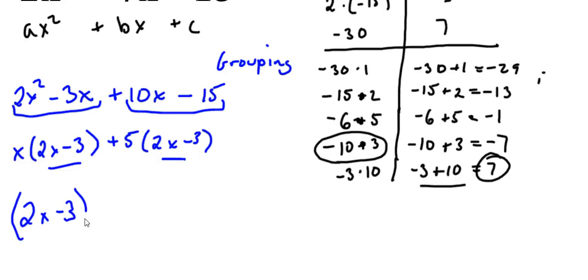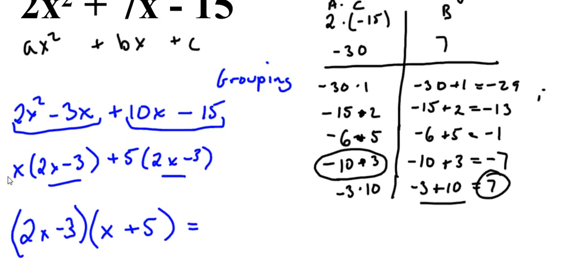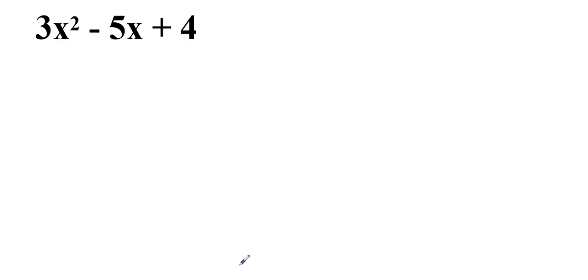And what do we have left over after I factor that out? We have an x, we have a plus 5, and that, my friends, is the factors of 2x squared plus 7x minus 15. There you go. And that's the factoring, all right, using the AC method. Well, let's try one more. See if we can do this one.